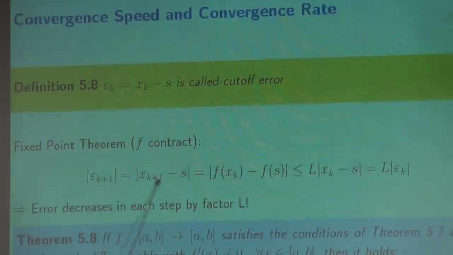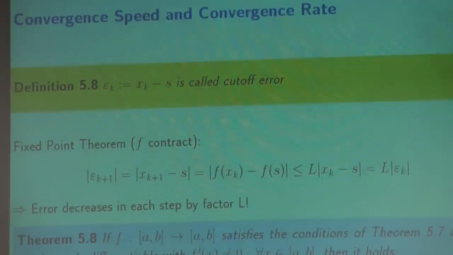And now again, this is the same boring game all the time. Epsilon k plus 1 is xk plus 1 minus s, and this is f of xk minus f of s. Now we apply the contraction, which is less than or equal to L times xk minus s, and xk minus s is epsilon k. And now you see epsilon k plus 1 is less than or equal to L times epsilon k.